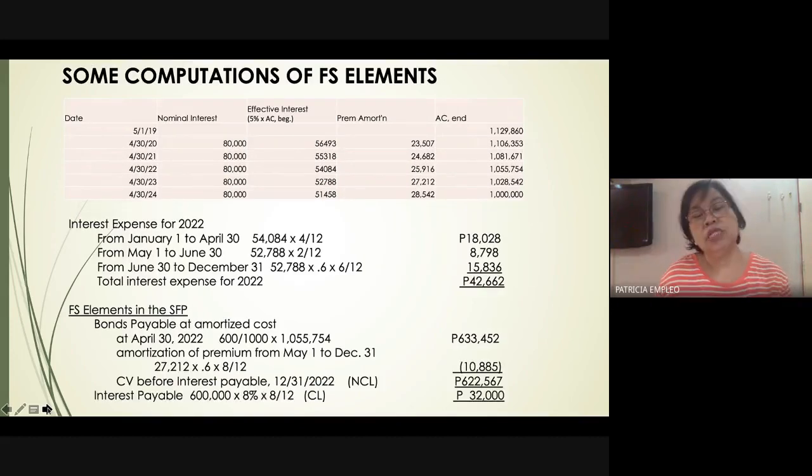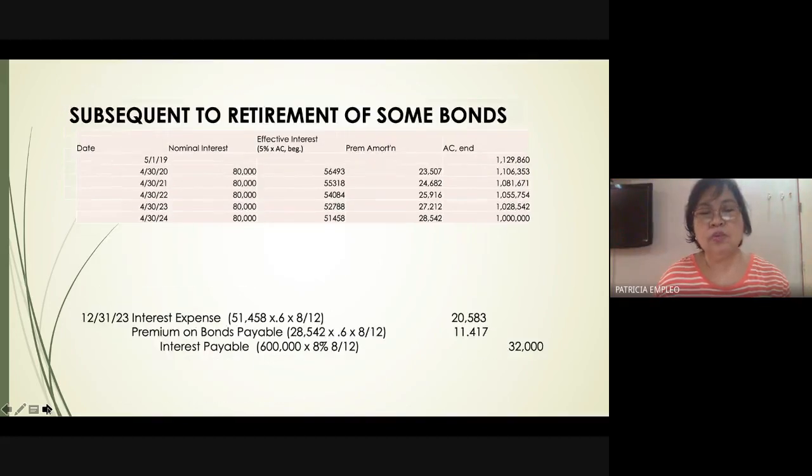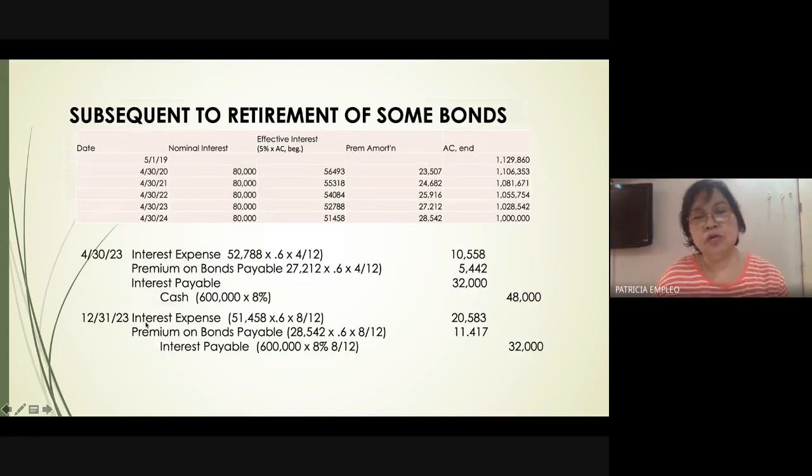Okay. So that we now proceed to 2023, just for us to reach the maturity date, which is April 30, 2024. Again, please take note that the last adjusting entry that we prepared was dated December 31, 2022. Therefore, on April 30, 2023, we will continue paying the periodic interest, but it will be based only on the 600,000 bonds still outstanding. So your credit to cash there is 600,000 times 8%, which is 48,000.